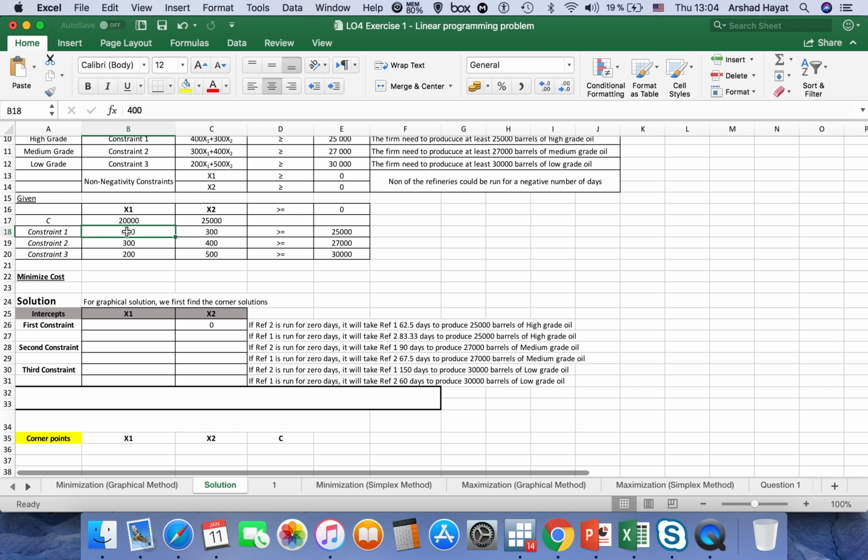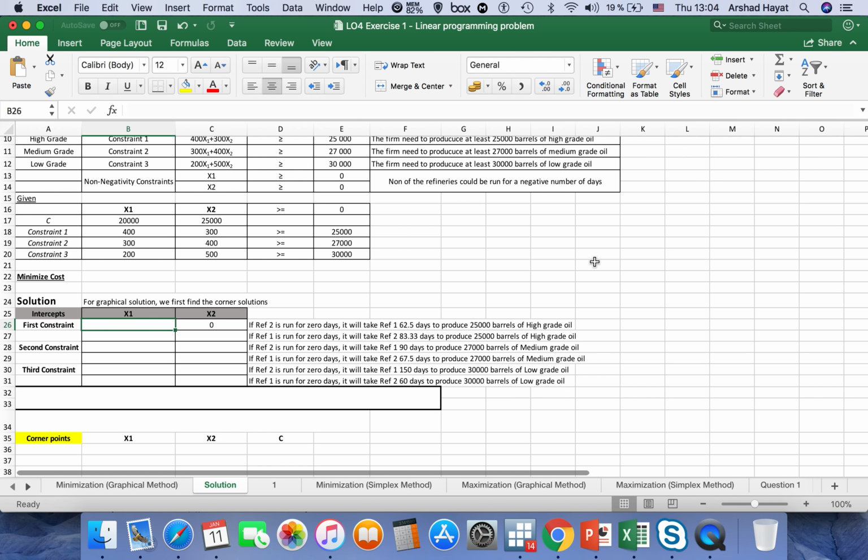This one, firm 1: 400x1 plus 300x2, and this is equal to 25,000. If we say that x2 is equal to 0, which means the 300x2 part is equal to 0, that means the firm would run refinery 2 for 0 days. It's only running refinery 1 for some days. And how many would be those days to produce this 25,000?